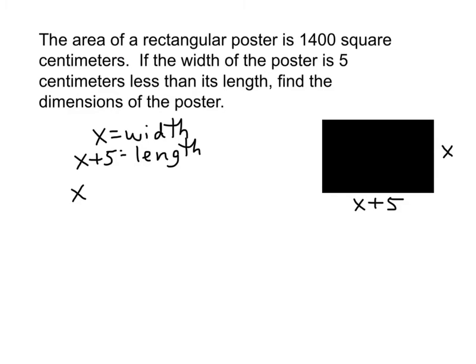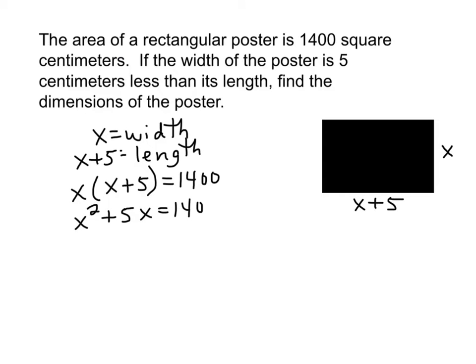So I have my labeling part, and I know that the area of the poster is 1400 square centimeters. To get the area, I have to multiply the length times the width, so I get x times x plus 5 is equal to 1400. Going through and solving this now, I get x squared plus 5x is equal to 1400, and I have to set one side equal to 0. So I have x squared plus 5x subtract 1400 is equal to 0.